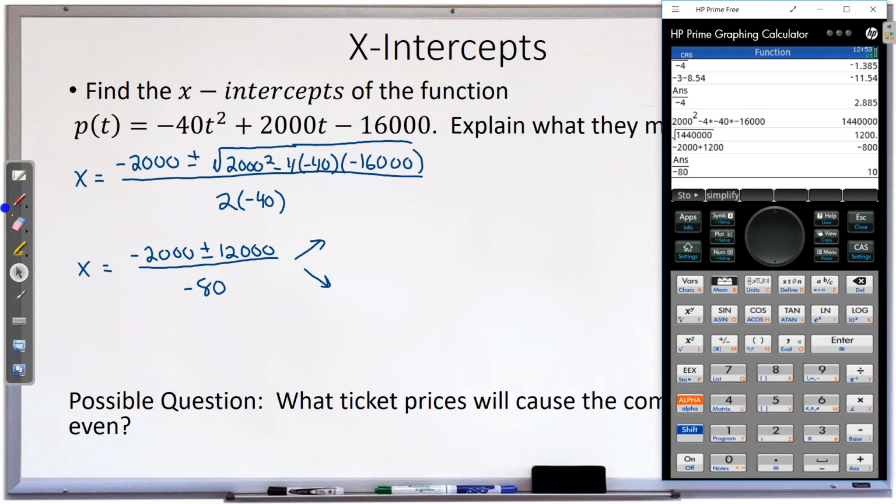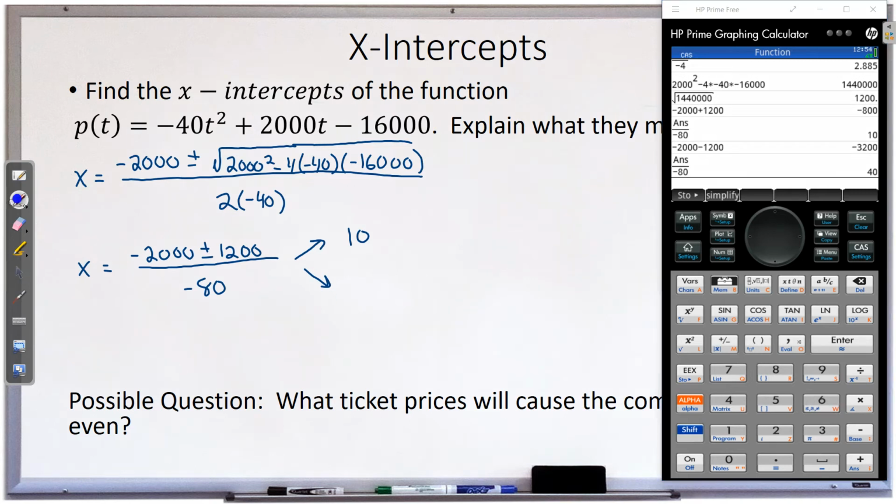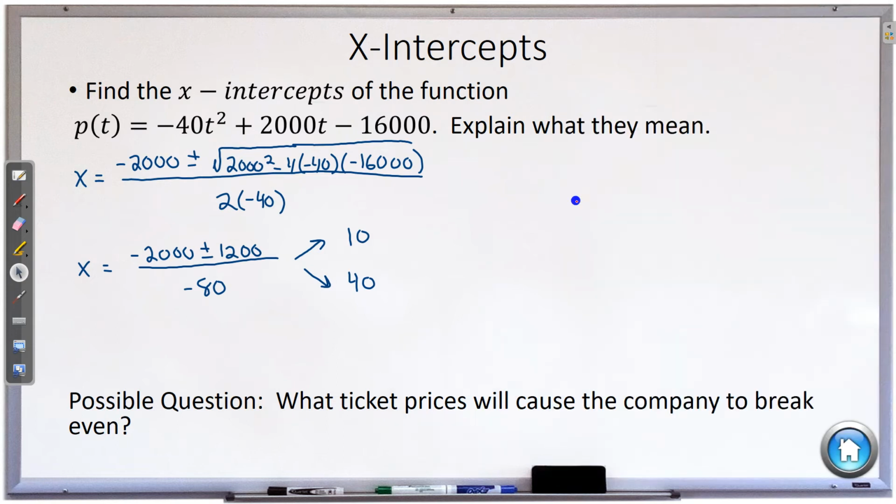So our first answer is 10. Let me fix my mistake here: 1,200, not 12,000. All right, now let's do the other one. Negative 2,000 minus 1,200, divided by negative 80. So that is 40. Two nice answers. All right, so those are our x-intercepts.